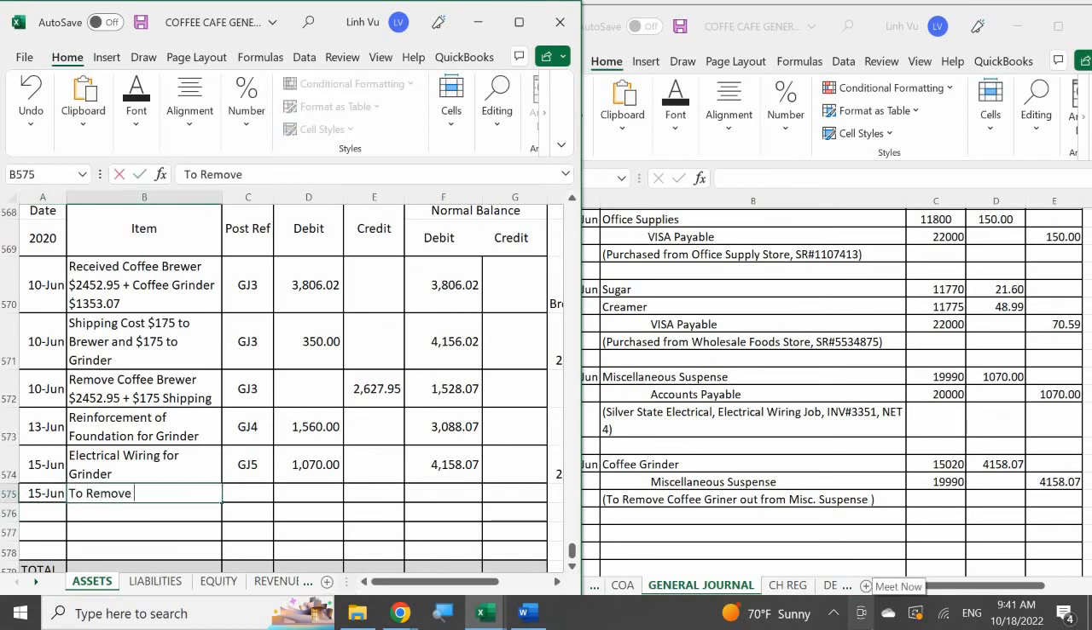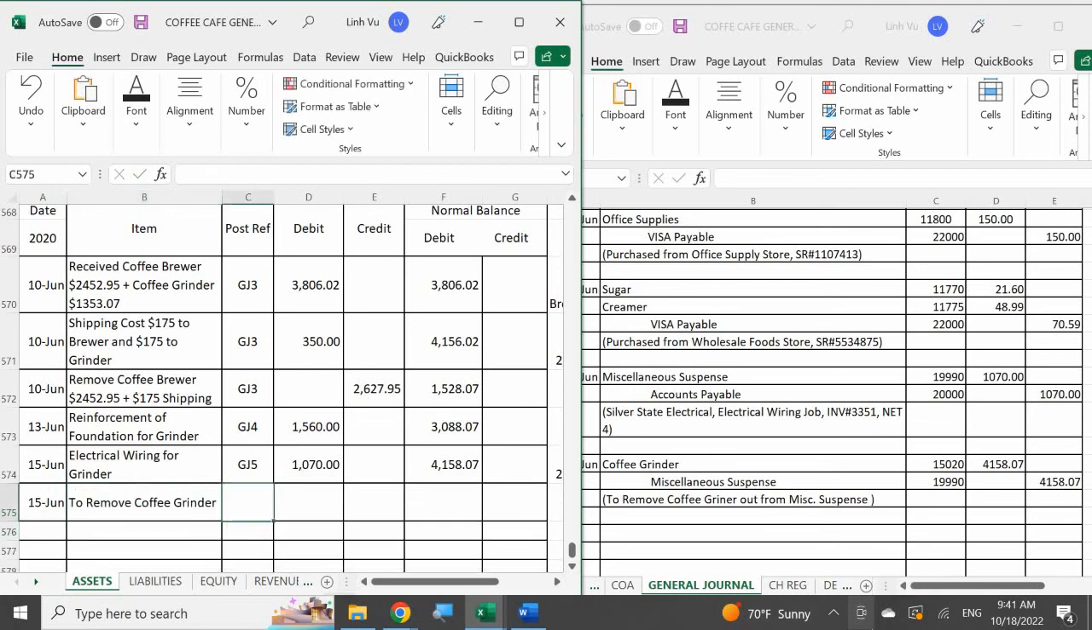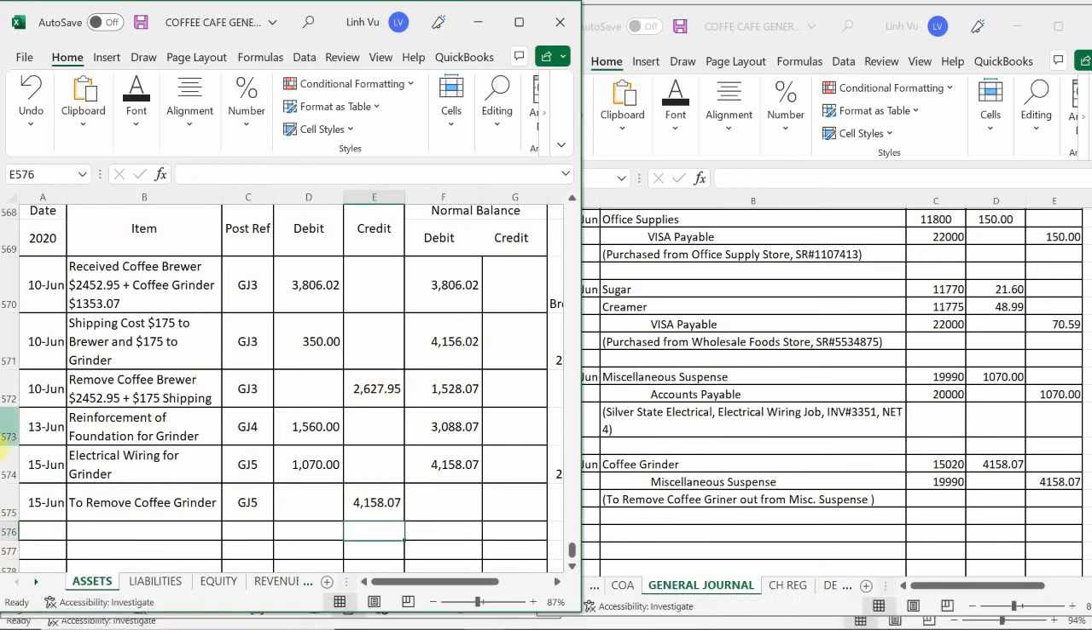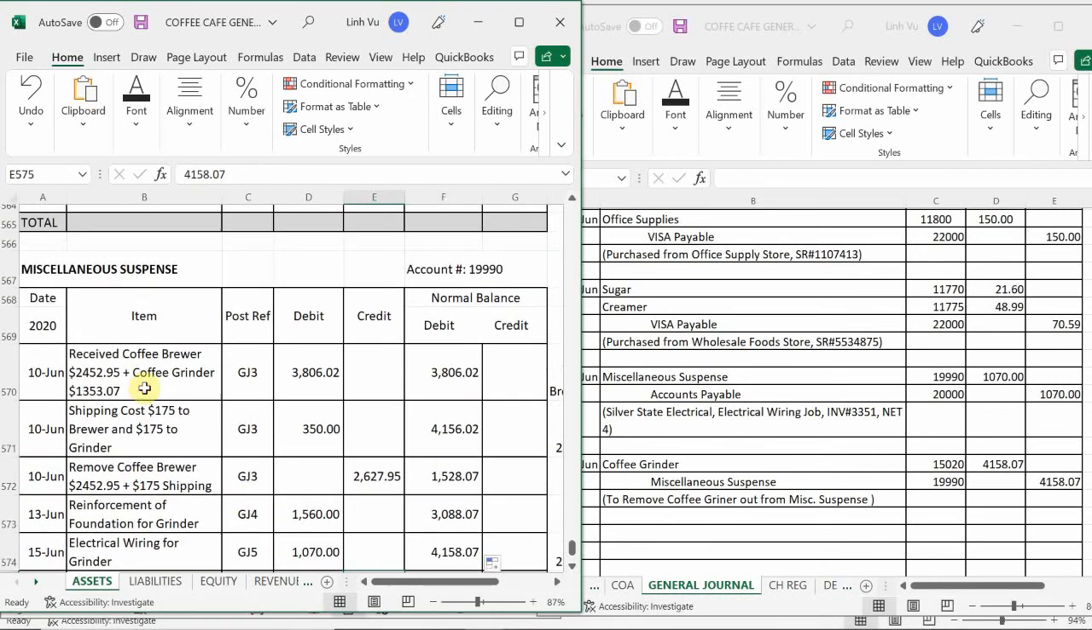To remove coffee grinder. And we're going to credit it for the $4,158.07. If I'm going to be crediting this account, how much should be my account balance in miscellaneous expense? It should be 0, right? And then now we're going to take this amount and plug it into my actual coffee grinder account.